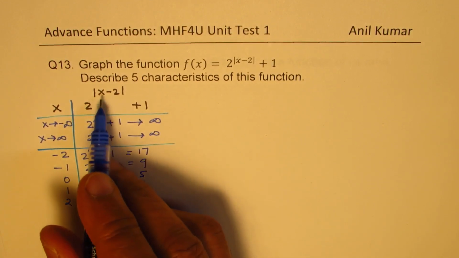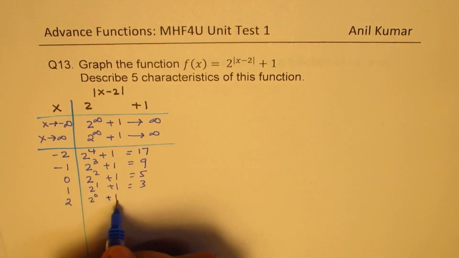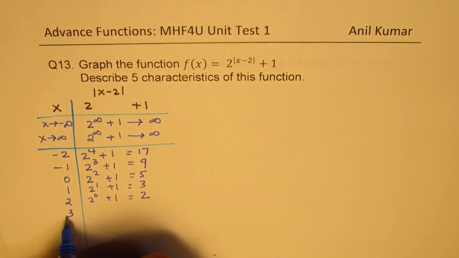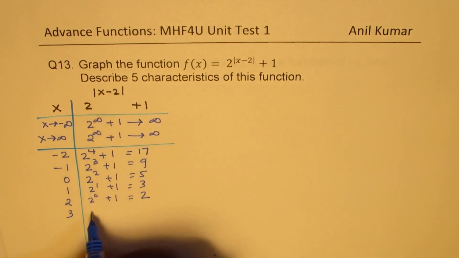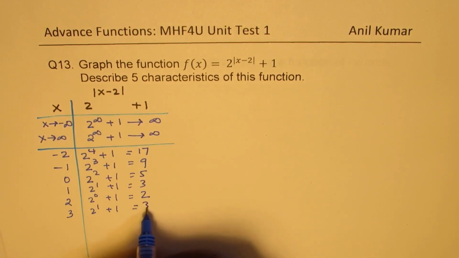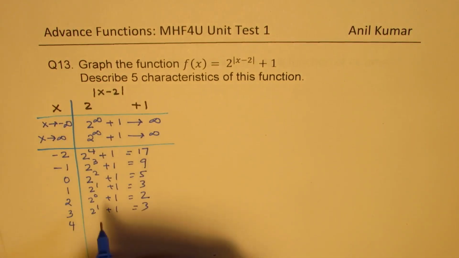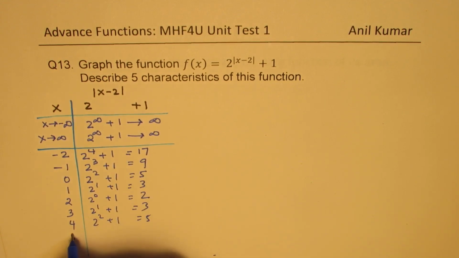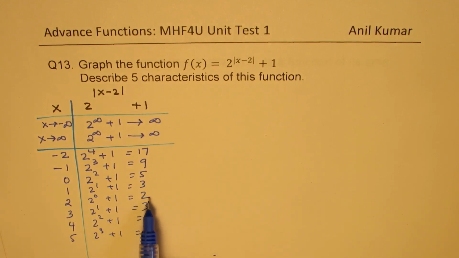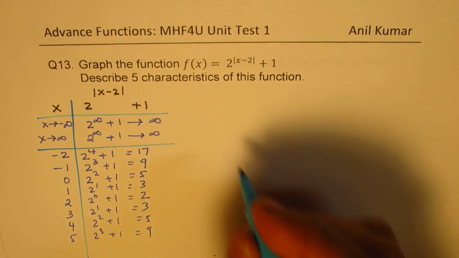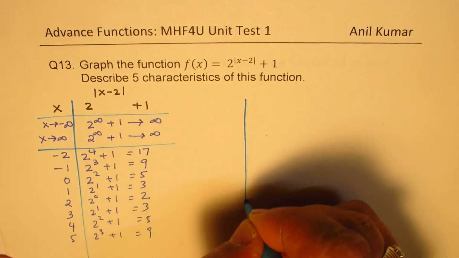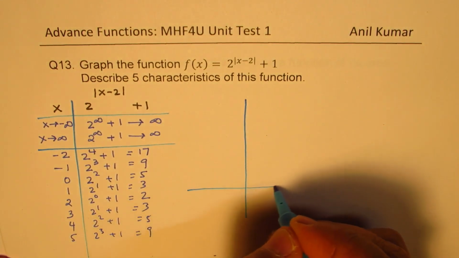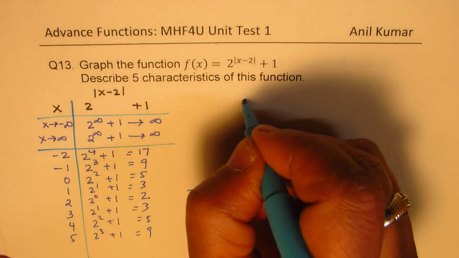For a value which is 2, 2 minus 2 is 0. So we get 2 to the power of 0 plus 1, which is 2. And then for 3, 3 minus 2 is 1. So we get 2 to the power of 1 plus 1, which is 3 again. And for 4, it will be 4 minus 2 as 2. So 2 squared plus 1, which is 5. So you see these values are repeating. So for 5 will be 2 to the power of 3 plus 1, which is 9. Lowest being at 2, right? So that becomes your local minimum, correct? Now with these values, let me sketch the graph here, and then we are going to write down the characteristics. We see that all the values will be positive, right?